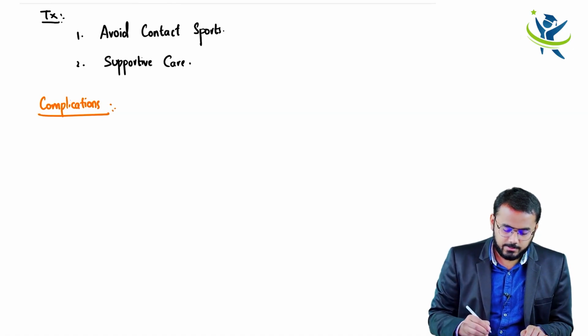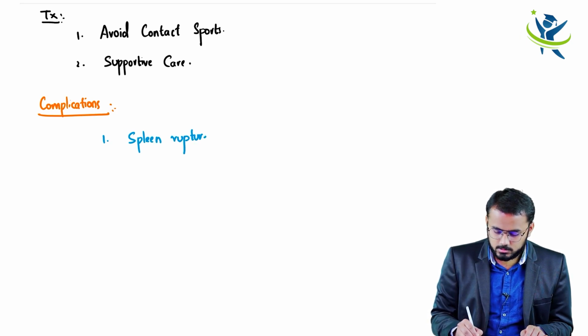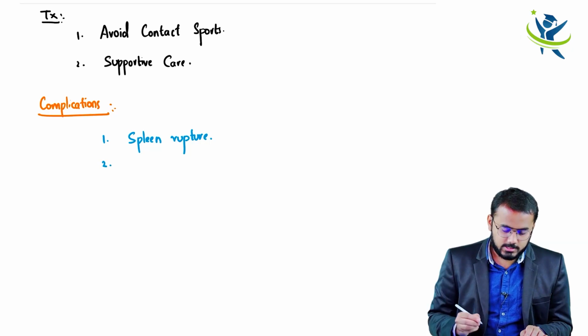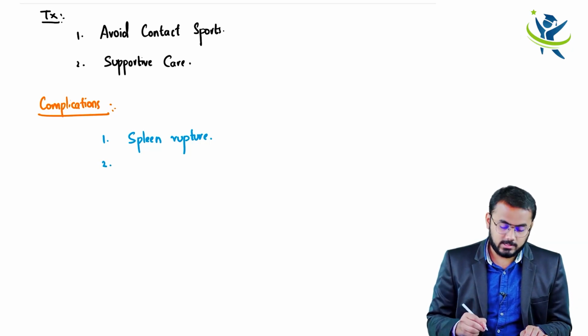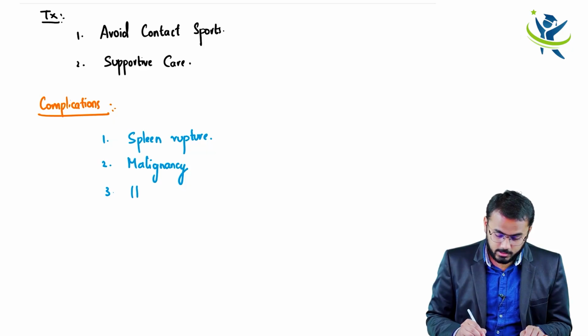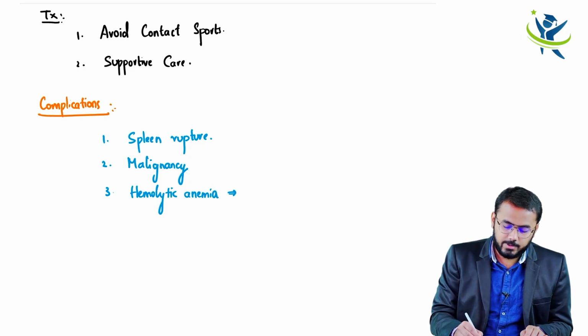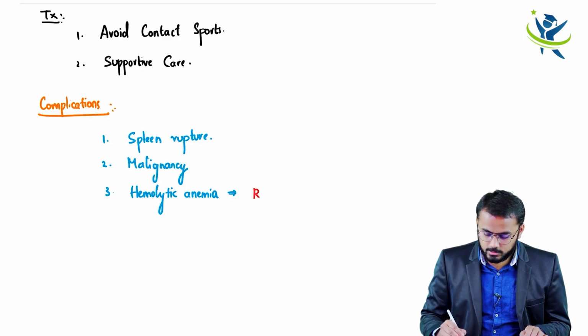What are the complications that can be guessed? The first thing is spleen rupture. Spleen rupture can be a complication. The second important thing is, I told you 3 types of cancers, right? So there can be malignancy. And the third important thing is that the patient can also have hemolytic anemia. So if EBV patients are having hemolytic anemia, it would be better if you prescribe them rituximab.